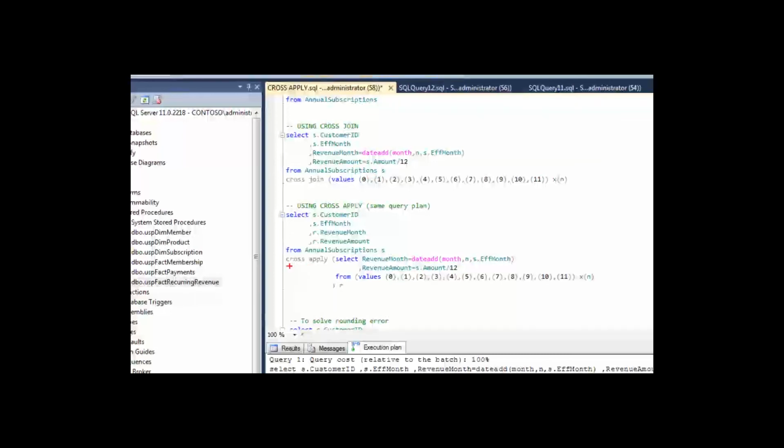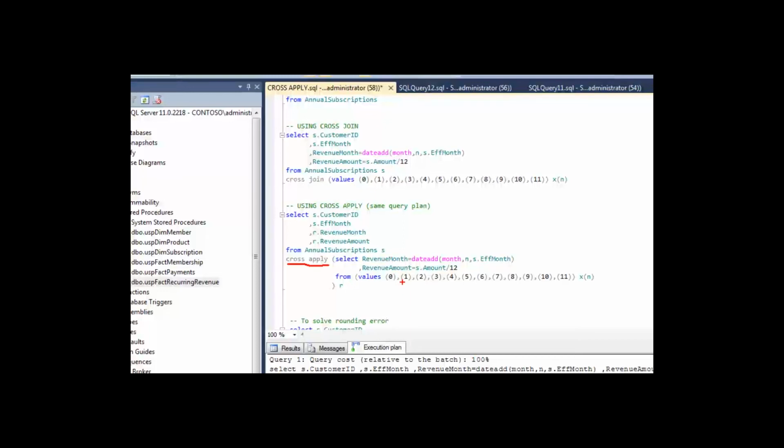So what's neat about the cross apply is you can cross apply another query, another set, and do things with it on a row by row basis from the table that's on the left side of the cross apply function. So it's perfect, and it makes perfect sense because I've got my revenue months.